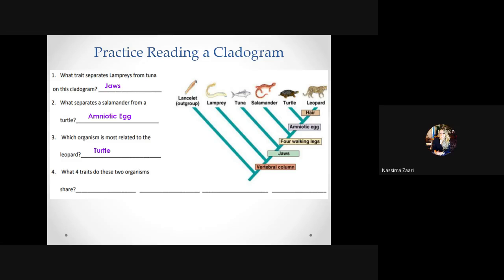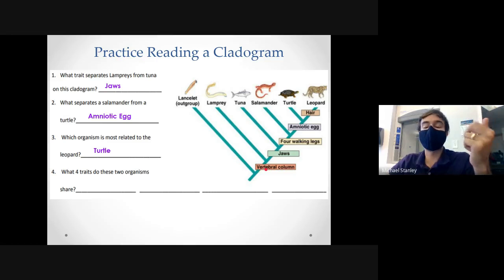The verbal. So what was that? The verbal colon. Yeah, the vertebrae. Vertebrae. Exactly. Yep. So because turtles and leopards have this as their common ancestor, the cladogram tells us that they both have a vertebral column. They both have jaws. They both have 4 legs. And they both have an amniotic egg. So based on this cladogram, the only difference between turtles and leopards is that leopards have hair, while turtles do not.